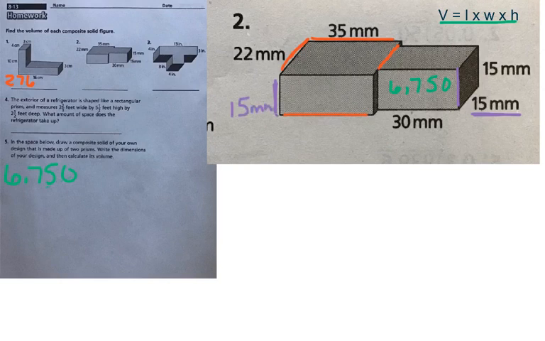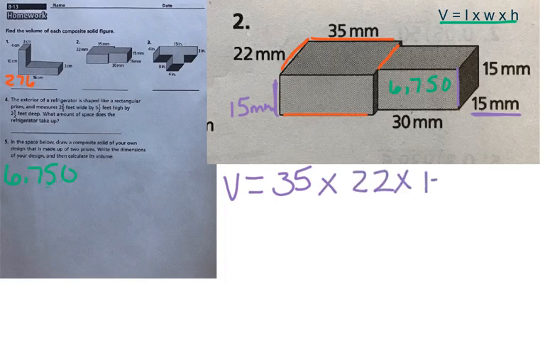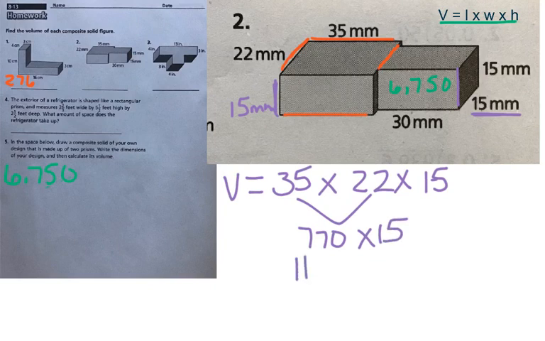And now we just need to use our volume is equal to length, which is 35, times width, which is 22, and times the height, which is 15. And 35 times 22 is equal to 770 times 15, which is equal to 11,550.